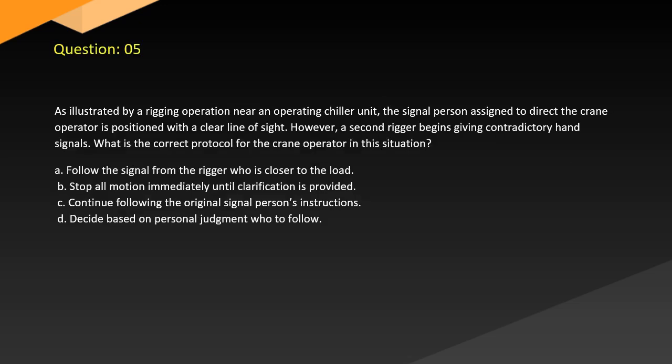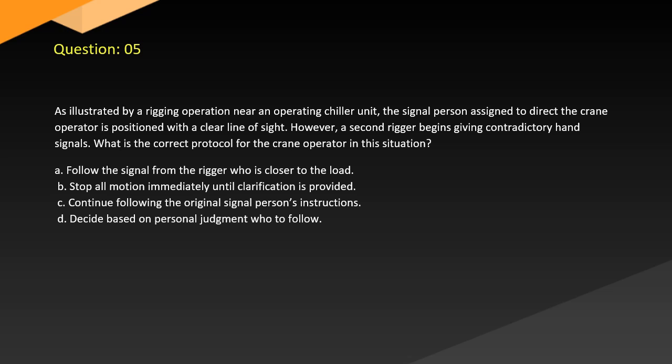Question 5. A situation is illustrated by a rigging operation near an operating chiller unit. The signal person assigned to direct the crane operator is positioned with a clear line of sight. However, a second rigger begins giving contradictory hand signals. What is the correct protocol for the crane operator in this situation?